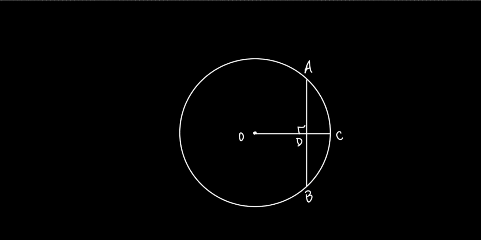All right, so here's what they tell you. Let's go to a different color. Green. Can you see that green? Yeah, you can see that pretty good. All right, let's see. They tell you that OD is 3. So that little bit right there is 3, from O to that point. Everybody see that? They also tell you that AB is 8. So AB, from there to there, is 8. And they want you to find the diameter of the circle.